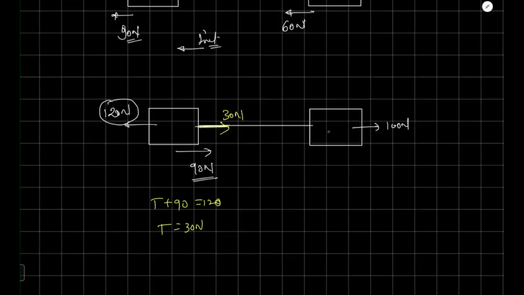Now, if you see this block, so in this direction, the force is acting 100 Newton and the tension will again act here, 30 Newton. So what will be the value of friction force remaining? So if you see, the remaining force is going to be in which direction? This direction. And how much is it? Should be 70 Newton, but our maximum value is only 60 Newton. So it is also not possible. So this case also we will discard.